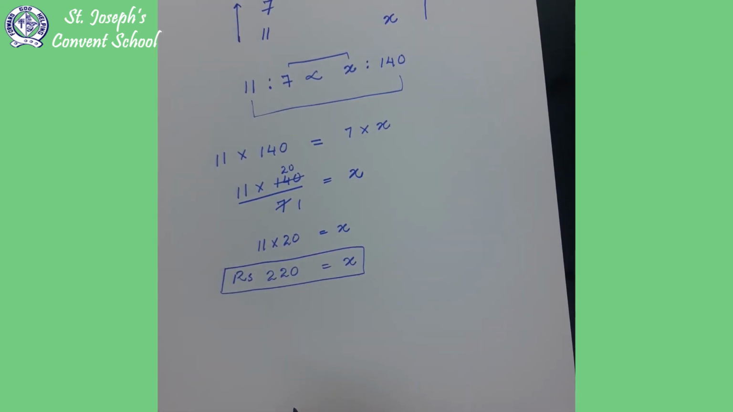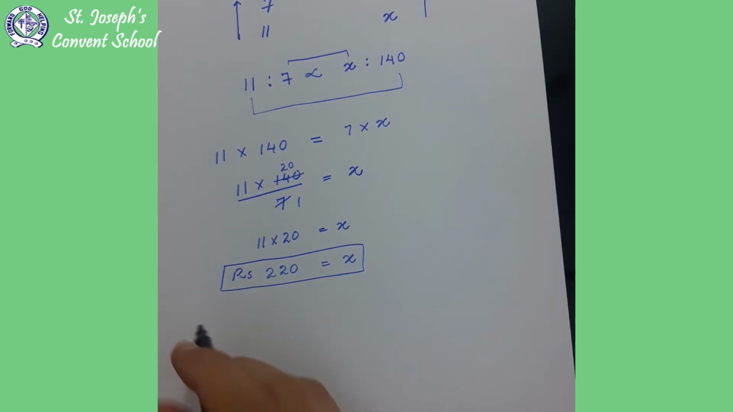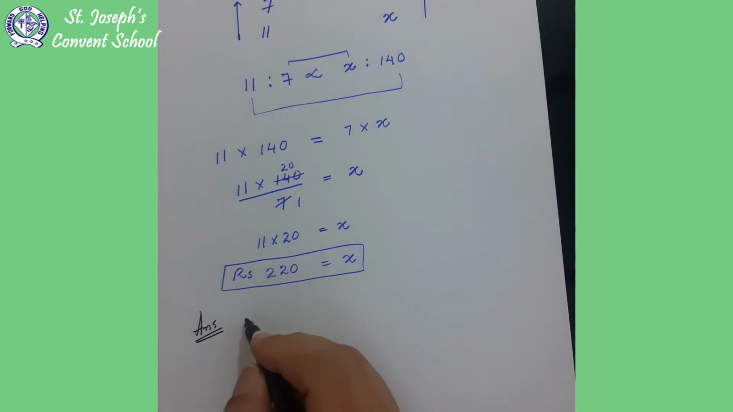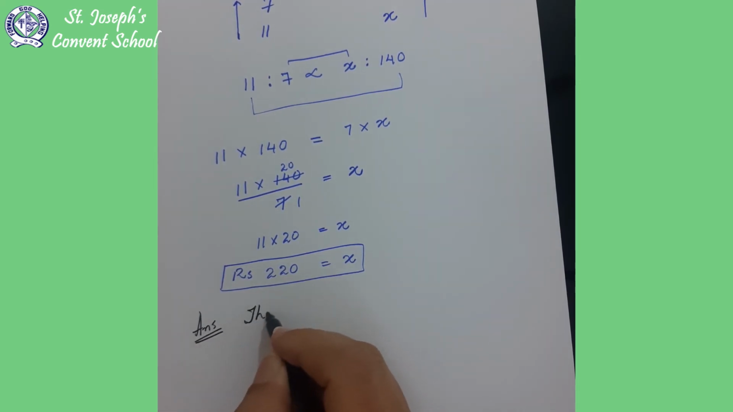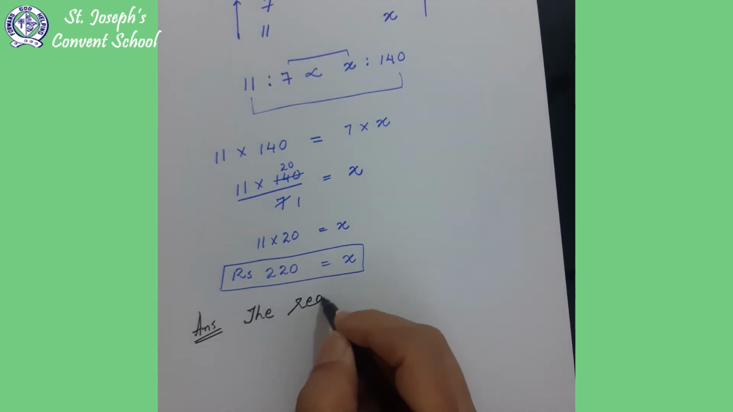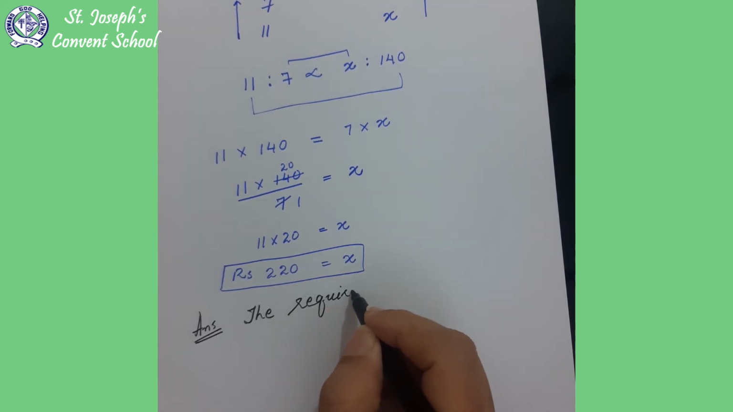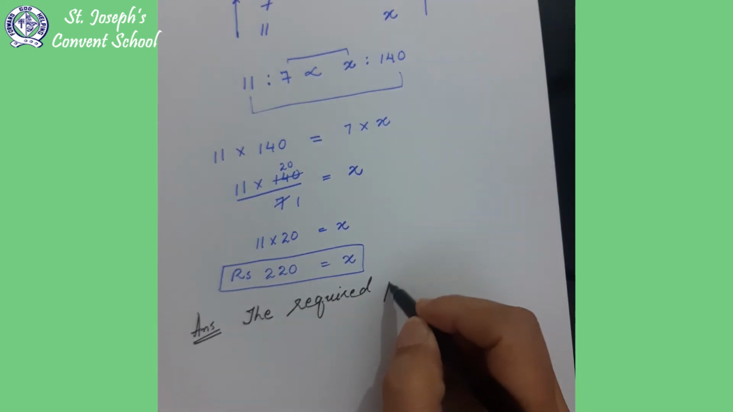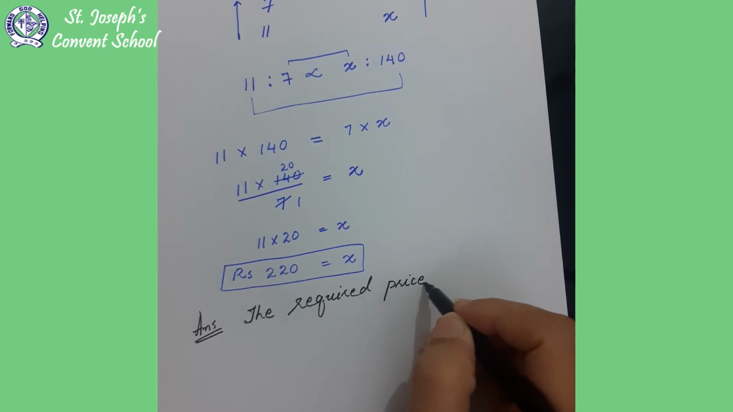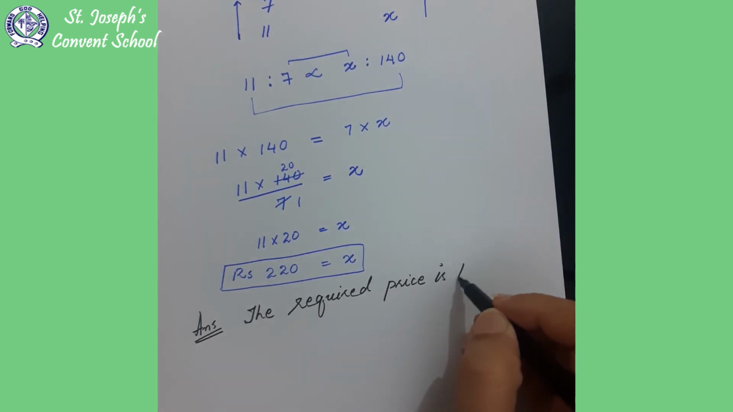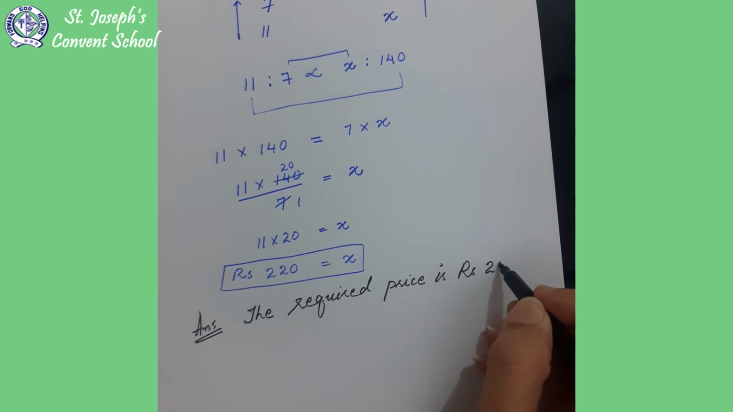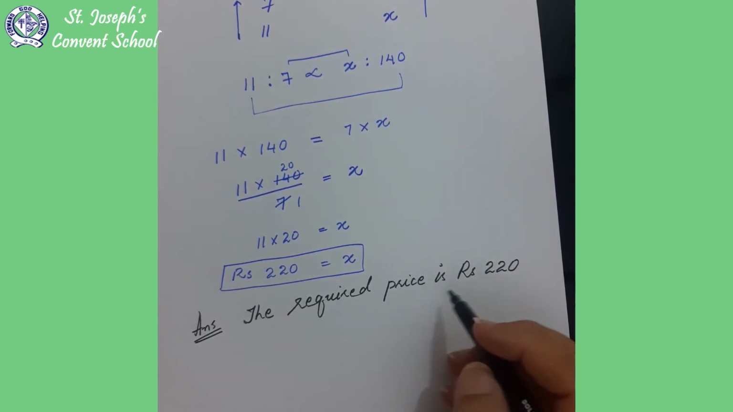Now in the question, a statement is given. So in the answer also you will write this statement. Okay. In the answer you will write the statement. So answer is the required price is rupees 220. Okay, so this is the answer.